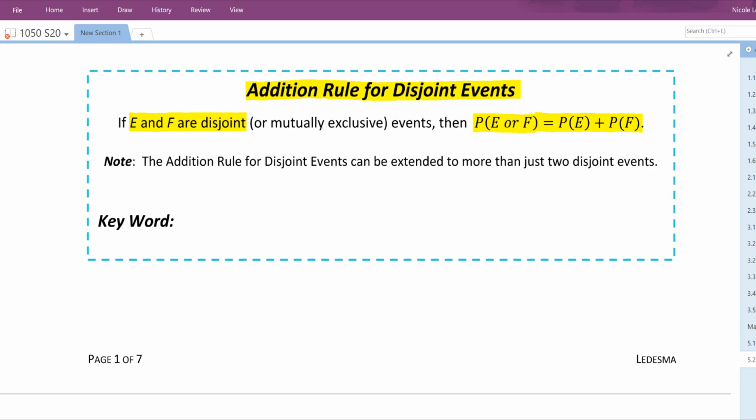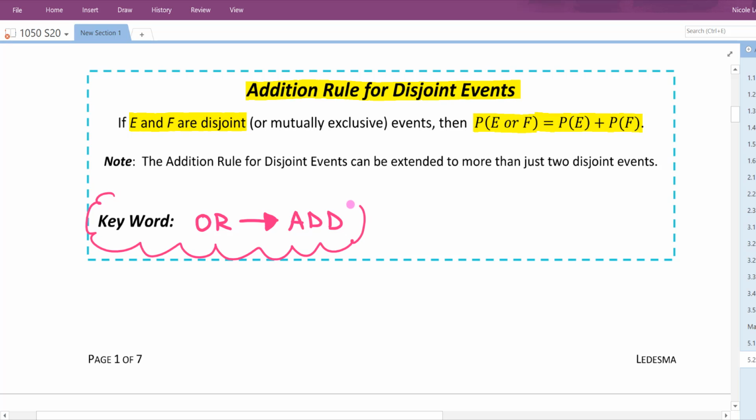Okay, so I mentioned a key word earlier at the beginning of this section. The key word for addition will be or. So whenever you see the key word of or, that's going to tell you to add. Let's go ahead and start looking at some examples where we will have to use this addition rule. Again, this one will only work for disjoint events.